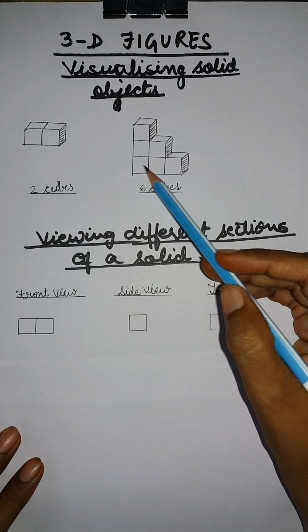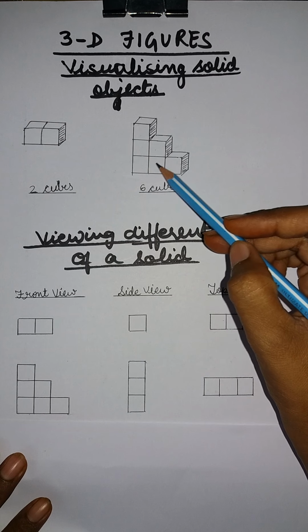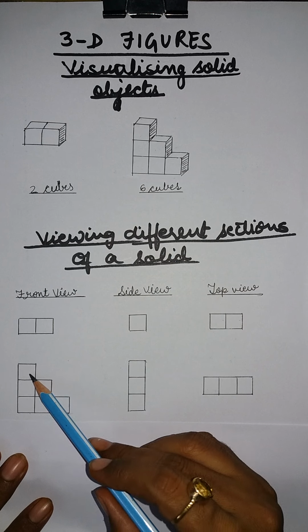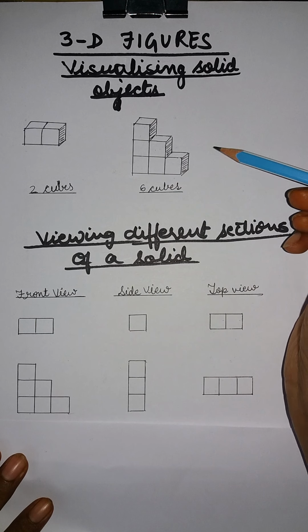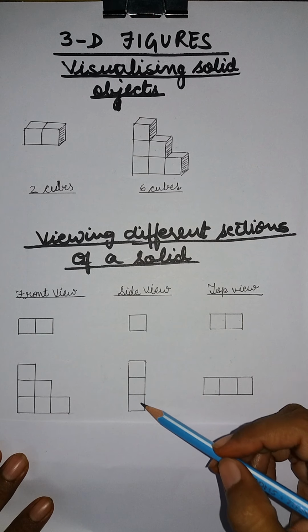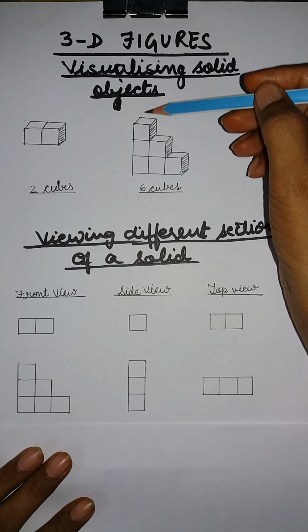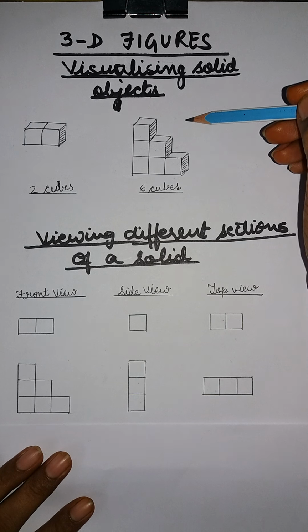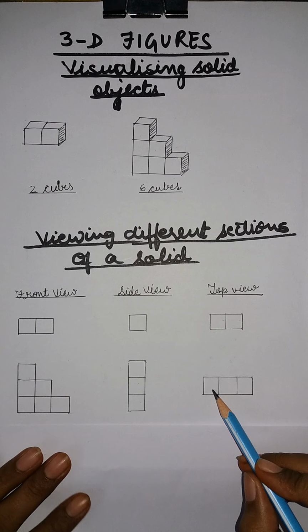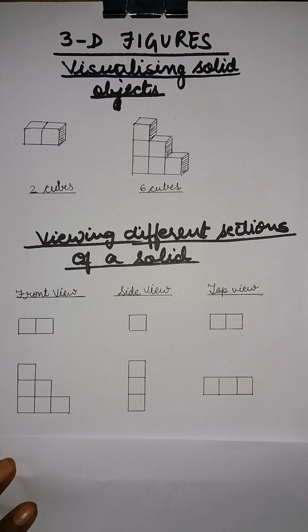And if we see this figure, the front of this looks like this. If we see it from the side, we can see 1, 2 and 3 cubes, one on the other, stacked in this manner. And top view, if we observe it from the top, we can see 3 cubes side by side in this way.